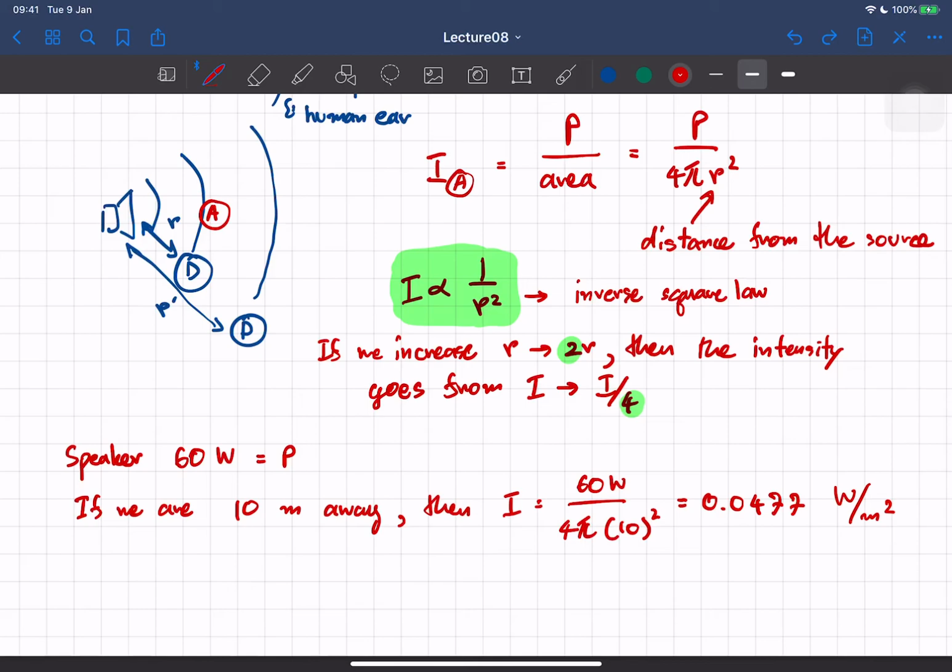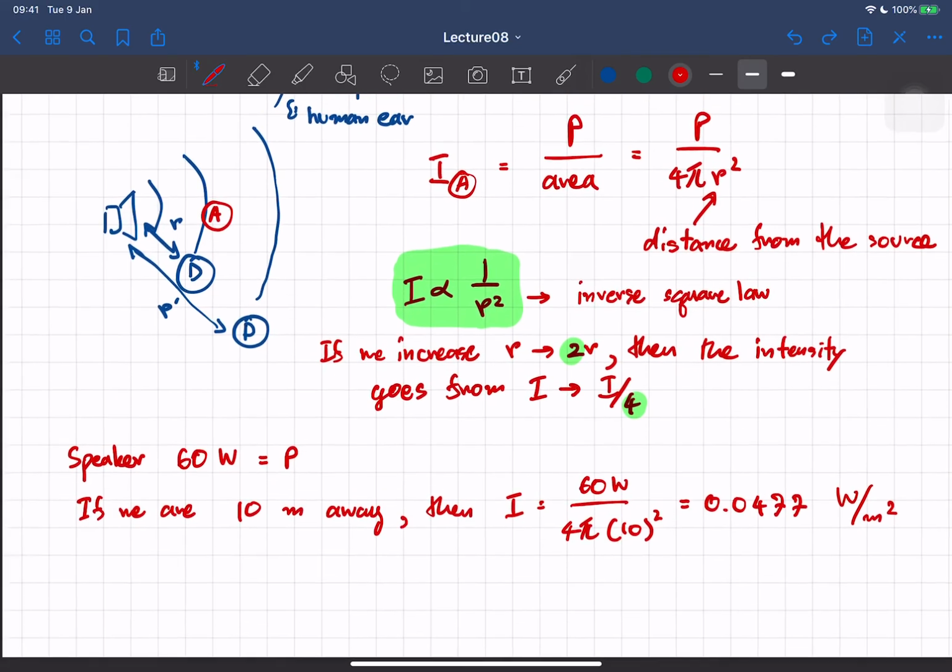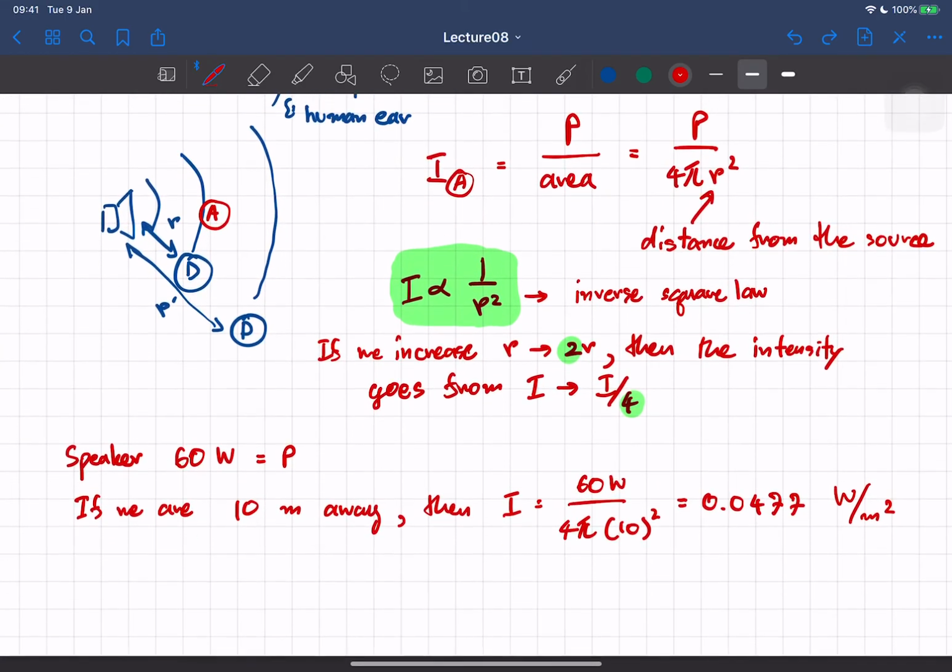is that the range that we can hear in terms of the loudness is very, very broad. So what I mean is that if we do an experiment and try to find out what is the lowest intensity that we can hear in terms of the loudness of the sound, how do we do that? Well, this speaker is giving out 60 watts, and you are 10 meters away.